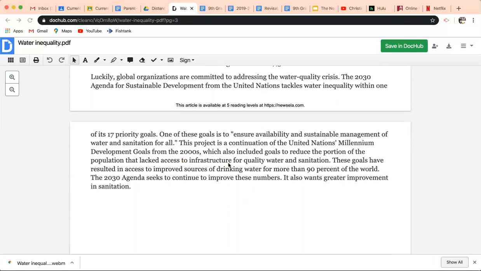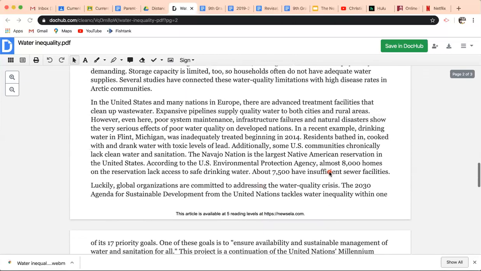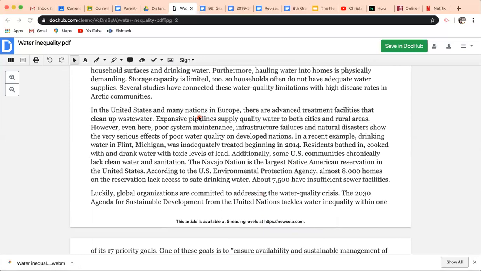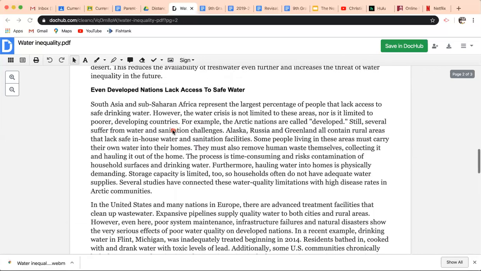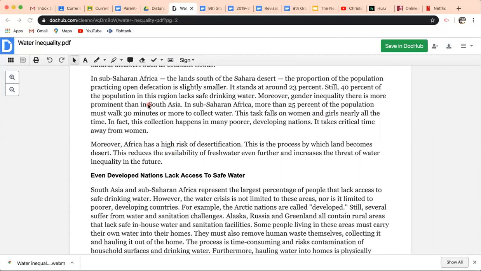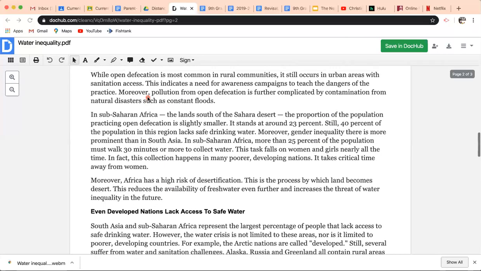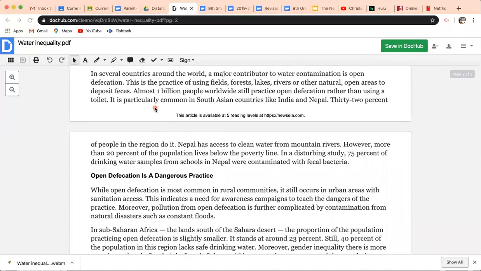So, for example, infrastructure, sustainable, let's say pipelines, maybe sanitation, inequality, defecation, contamination. I think another word in here was desertification, right? So make sure you're looking up all those words. Okay, now I'm going to go show you an example of a good, well done current events article.